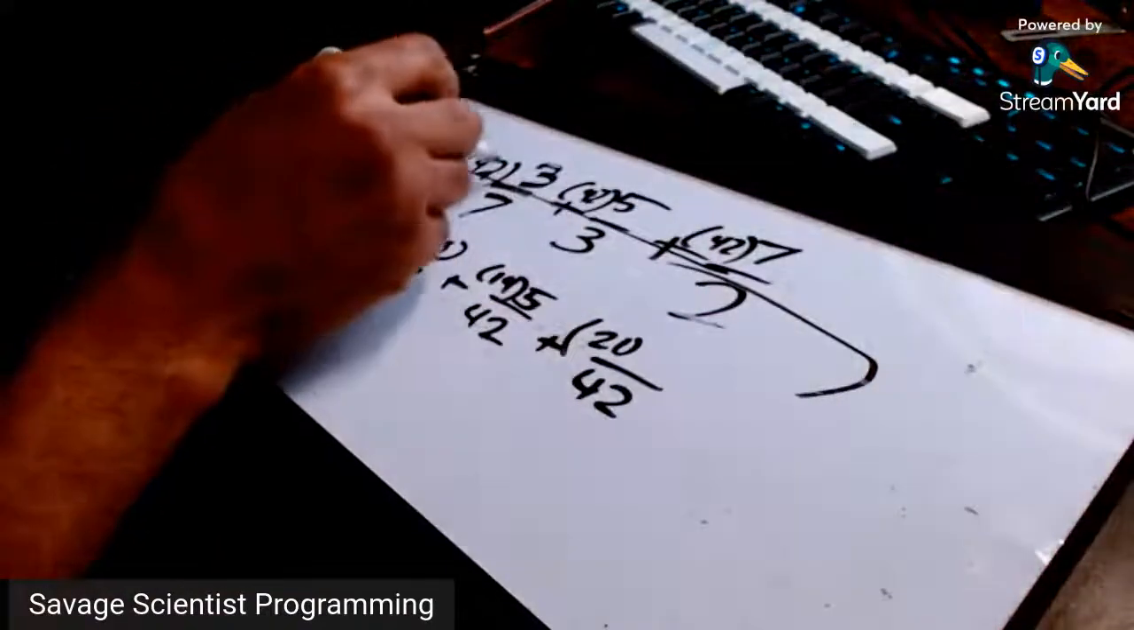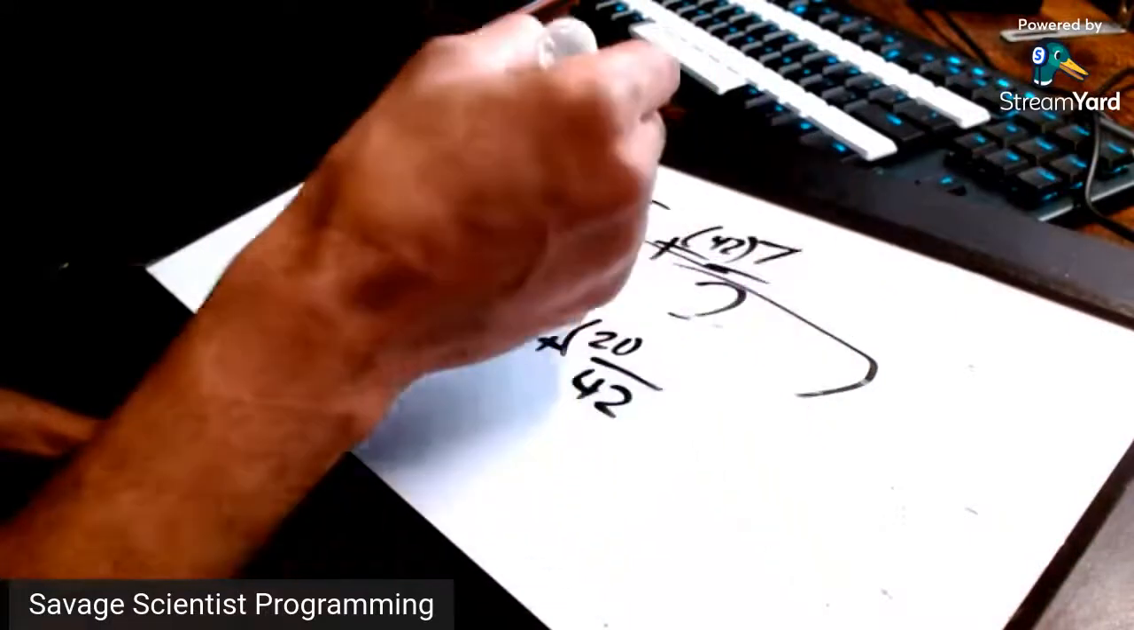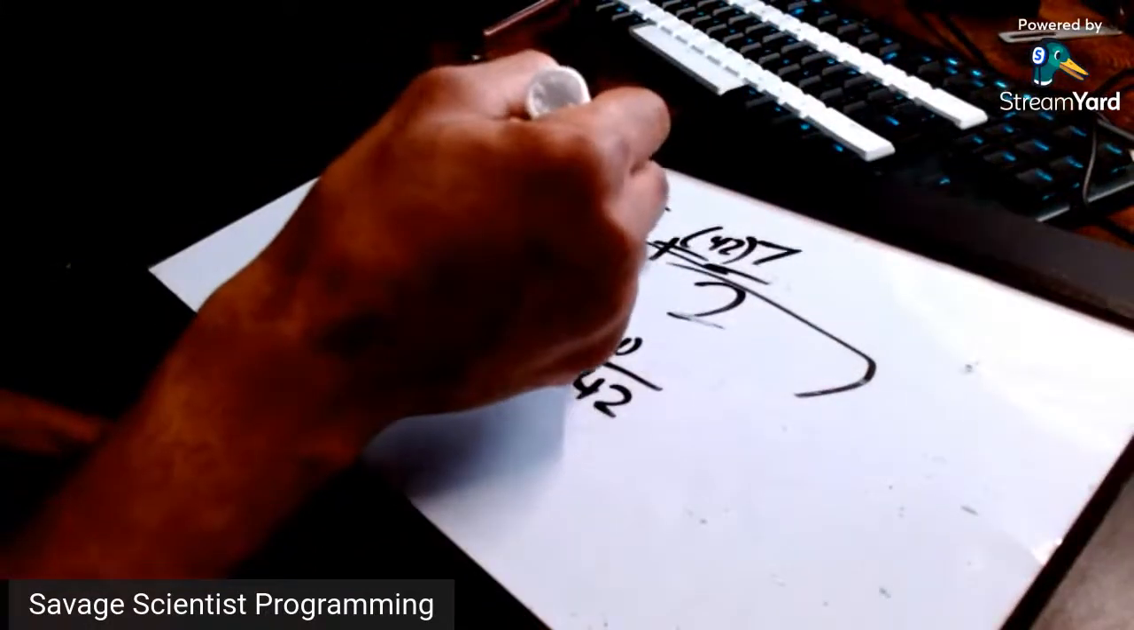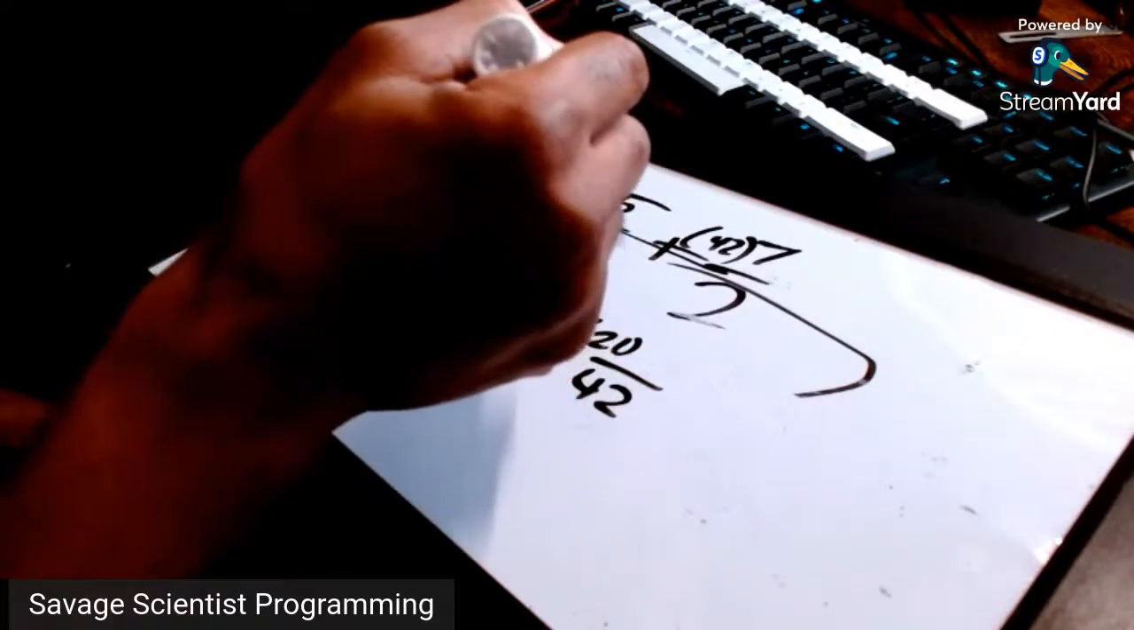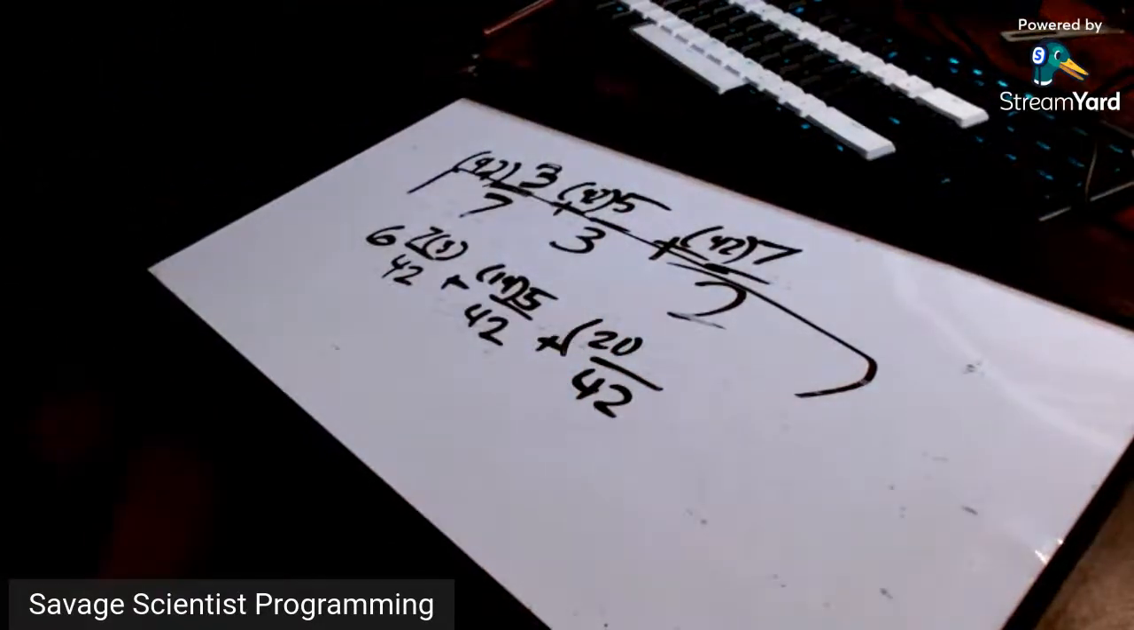That's not right. 7, 5 don't go into 42. I don't want to mess this up. So 7, 3. Let me see. Well, what did I have? 7, 3, 2, 7, 3, 2.